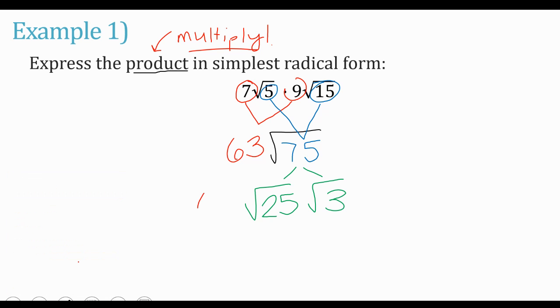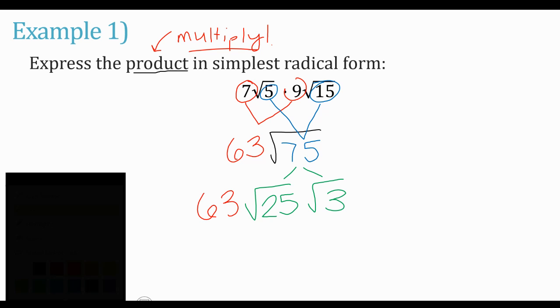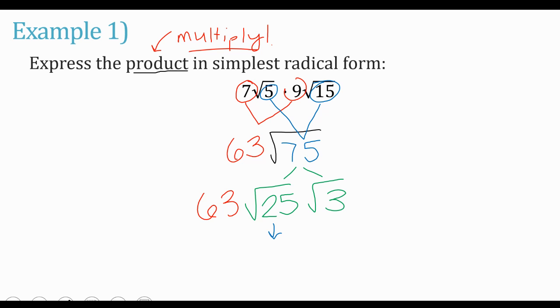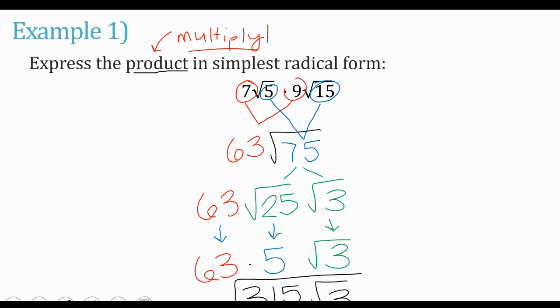I'm going to just bring down this 63, bring it down as we go. Now let's simplify. The square root of 25 is 5. I'm going to bring down this 63. Not going to do anything with it yet, and I'm going to bring down this radical 3. Now we're going to multiply anything that's not under a radical. We're going to multiply our coefficients, and 63 times 5 gives us 315, and then bring down that radical 3 because we cannot do anything with it. Okay, so multiply coefficients, multiply radicands, simplify the radical, and then multiply whatever is left outside the radical. Multiply all those leftover coefficients.